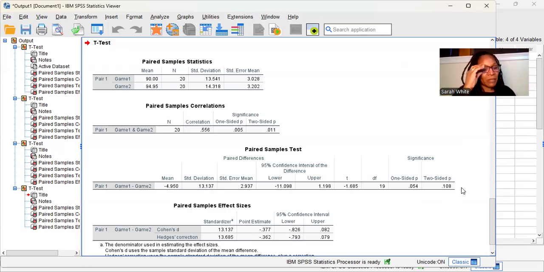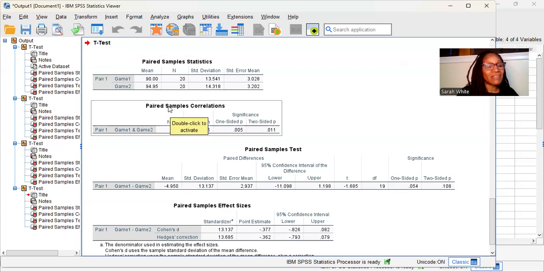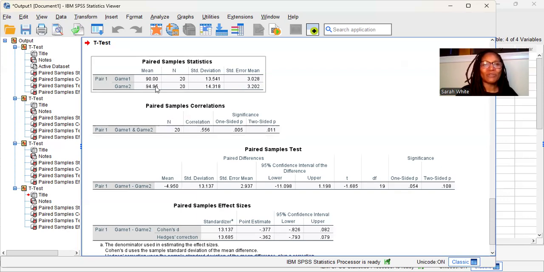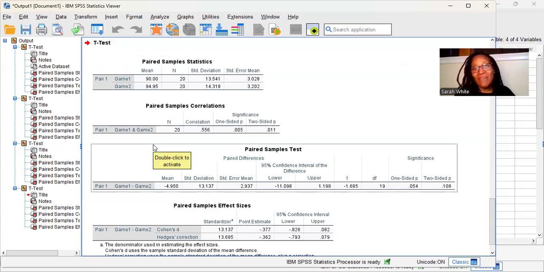I also want to talk a little bit about our percentage change, or our delta percentage, which gives us a percentage of this difference between the mean scores. To calculate this, we subtract game one mean score from game two mean score, divide that by 90, and then multiply that by 100. That gives us a 5.5% percentage change between the mean of the pre-coaching scores and the post-coaching scores.